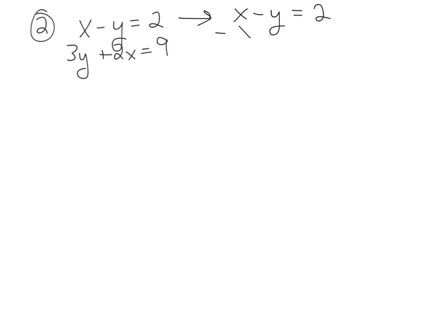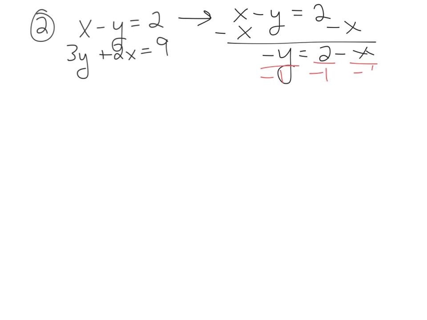Let's subtract x from both sides, which then gives me a negative y is equal to 2 minus x, or negative x plus 2. And then we're going to divide everything by a negative 1. And again, what I do to one, I've got to do to all of them. So my end result would be y is equal to a negative 2 plus x, or x minus 2.